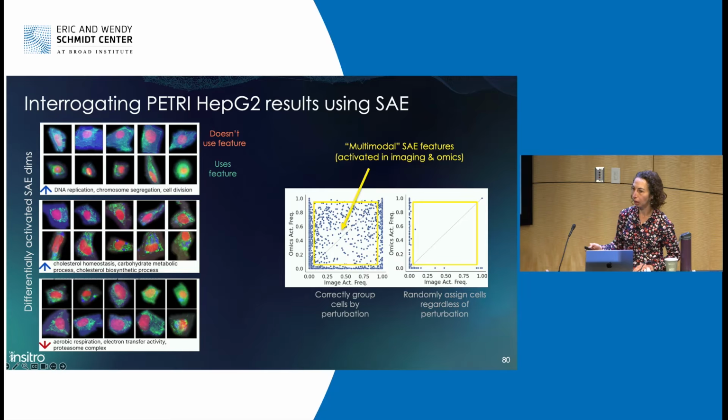And if you look closely at the imaging data, you'll see features that correspond to those descriptors. And the last note is just that these features are indeed capturing multimodal information, as evidenced by the fact that these SAE features are being used both in the omics and the imaging modalities. And this is in contrast to that ablated model that was trained on incorrect perturbation labels.